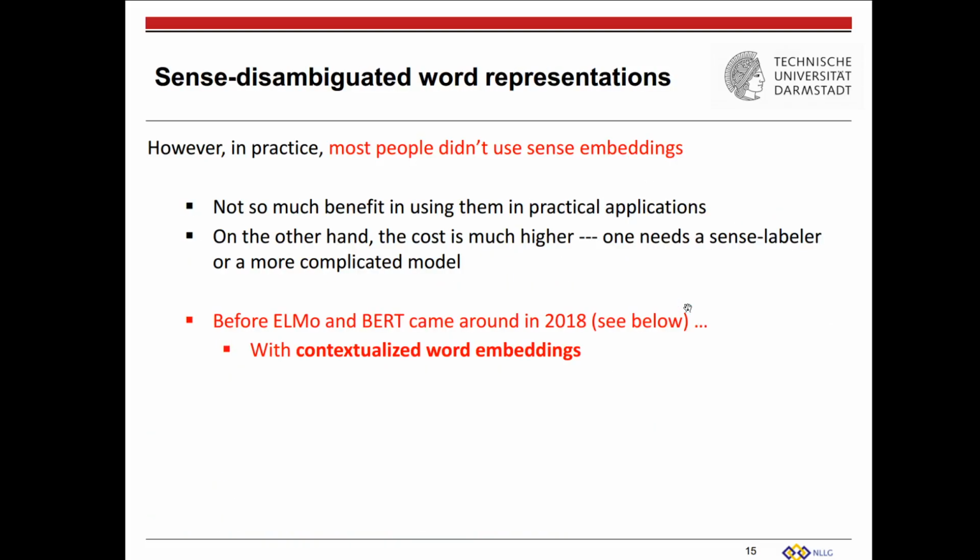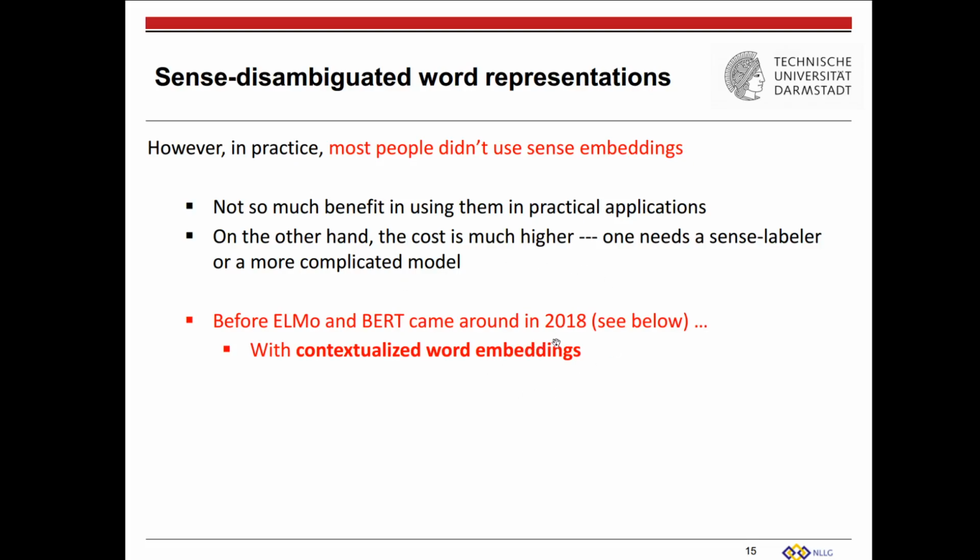Good. So this was back then in 2014, 2015, and some people came up with these approaches of using sense embeddings, but there was not so much benefit in general in using them in practical applications. And on the other hand, there was a high cost involved, namely you needed this sense labeler, or maybe you needed a more complicated model, so people did not use that. So there was little benefit and high cost, so people said, okay, let's not use that, let's just use plain word2vec.